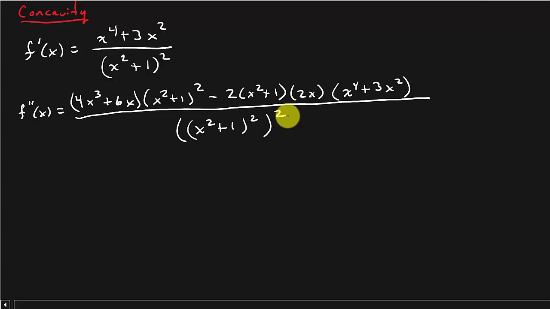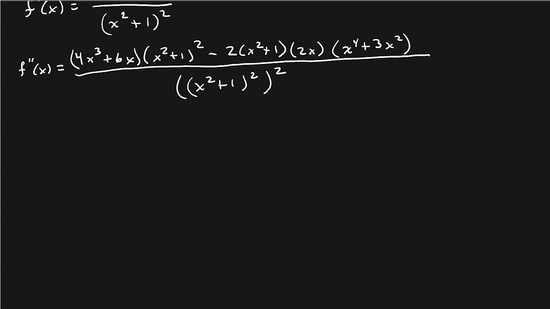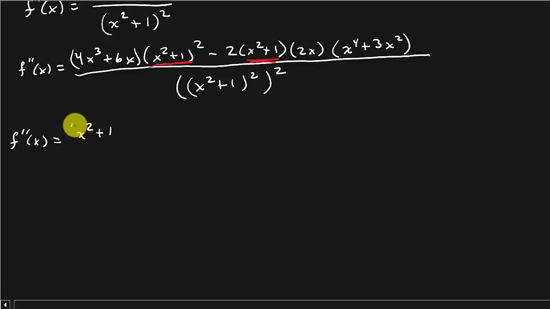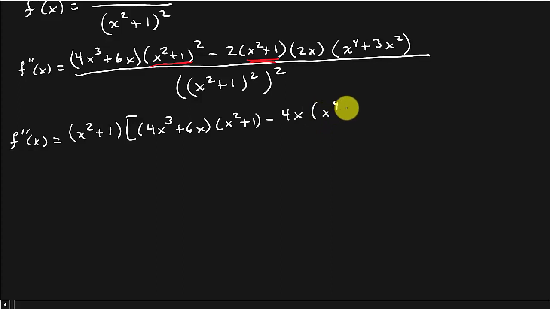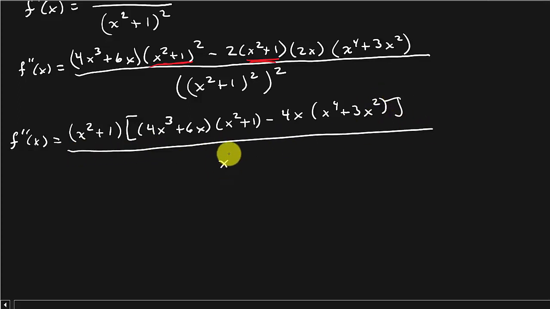All right, so how are we going to go about simplifying this thing? Well, if you're still here, that's amazing. We've had something similar to this in some of the other problems we've done. We're going to factor out an x squared plus 1. So I get f double prime of x, and I'm factoring out that x squared plus 1, and I'm going to be left with (4x cubed plus 6x) times (x squared plus 1) minus 4x times (x to the 4th plus 3x squared), and this is all over (x squared plus 1) to the 4th, the 2 times 2.